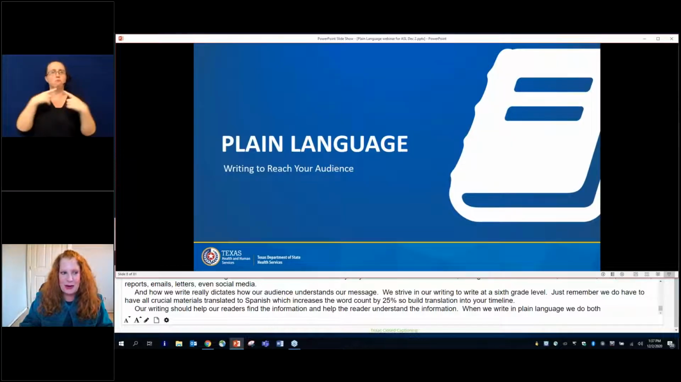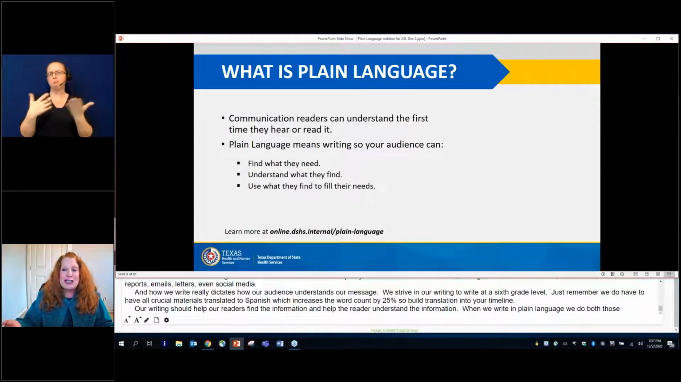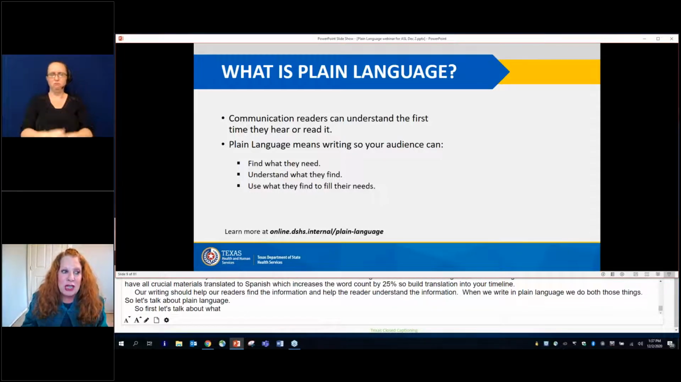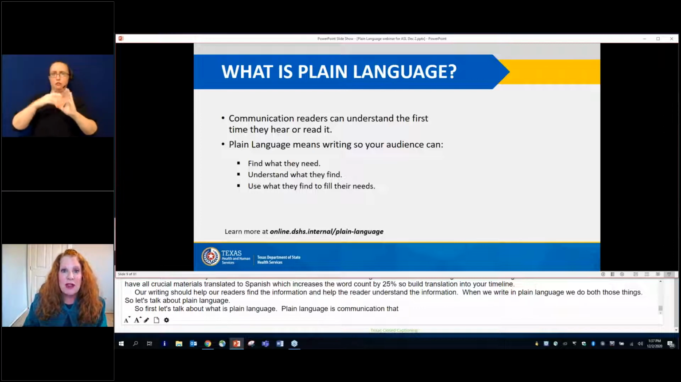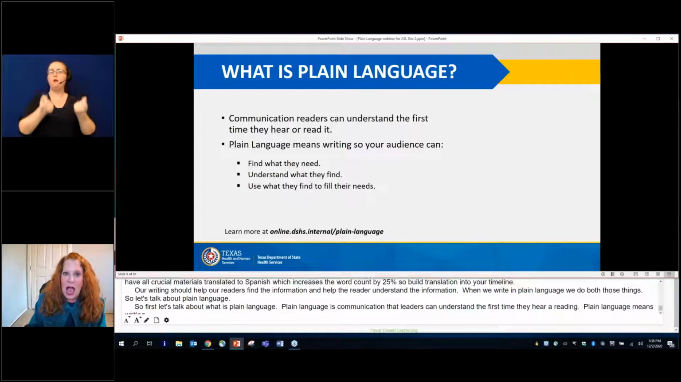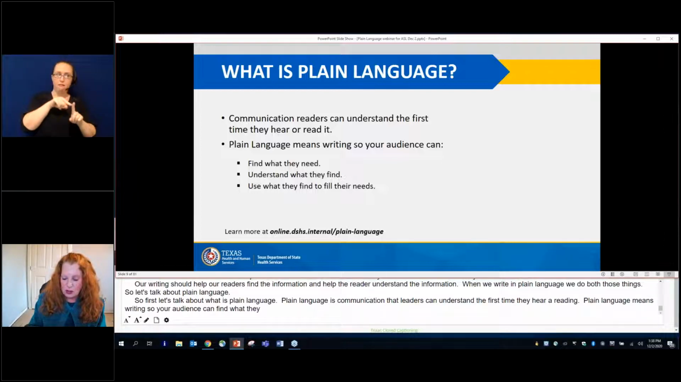So let's talk about plain language. So first, let's talk about what is plain language. Well, plain language is communications that readers can understand the first time they hear or read it. Plain language means writing so your audience can find what they need, understand what they find, and use what they find to fill their needs.